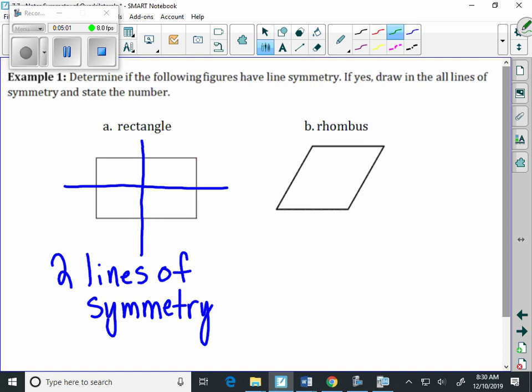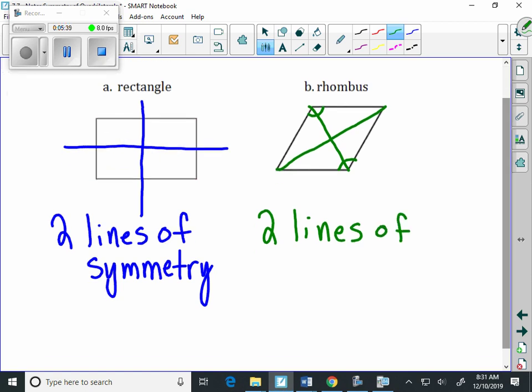But we can get two lines of symmetry here if we draw in the diagonal and we draw in the other diagonal. If we fold this over, we also need to remember that opposite angles are congruent. So this angle would land over here, and those ones are congruent. Those are our only two lines of symmetry. We can't draw in a horizontal or a vertical.